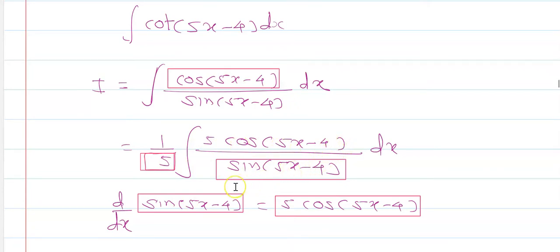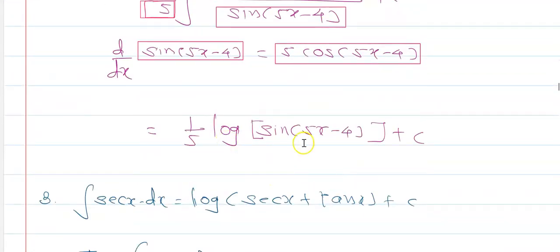Now, what is the derivative of sine of 5x minus 4? The derivative of sine of 5x minus 4 is cos of 5x minus 4 into d/dx of 5x minus 4, which is 5. Here a function is present and its derivative is also present. Here it is f dash of x upon f of x.